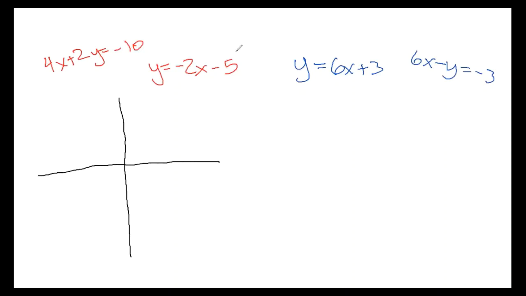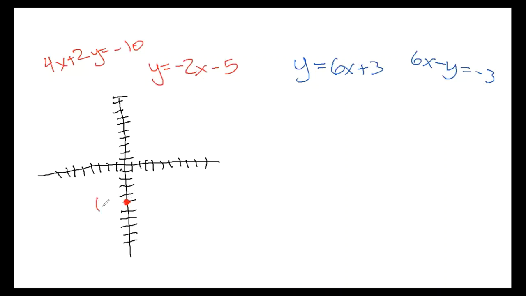If we were to graph this, we know that our y-intercept is -5, so we start at -5. Let's label my graph first. So we are looking at y equals -2x minus 5. We have -5, and then we have -2.